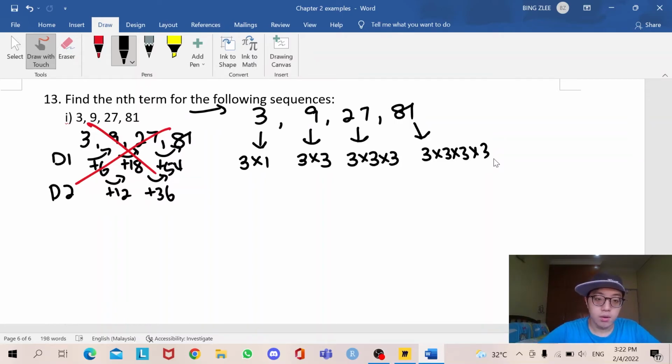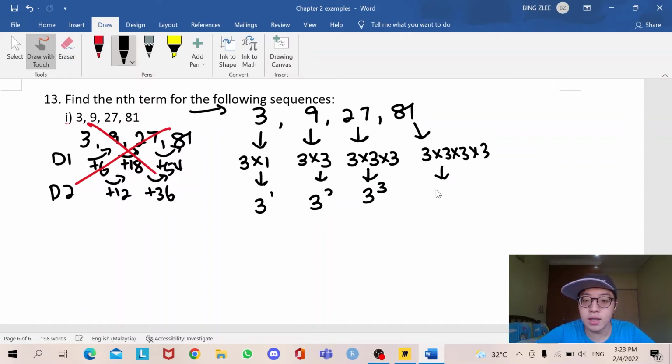So what does this mean? Because you cannot form any sequence from here, so if you further simplify this as 3 to the power of 1, and this is 3 to the power of 2, and this is 3 to the power of 3, and this is 3 to the power of 4. And this is what you will need in order to find the sequence.